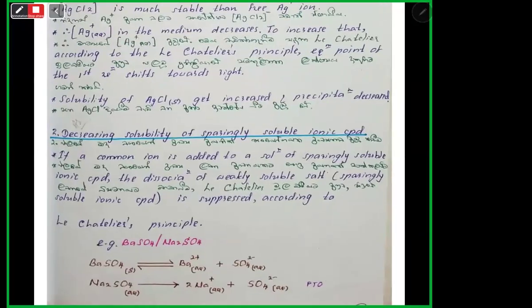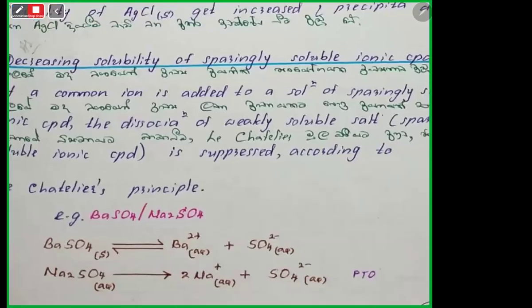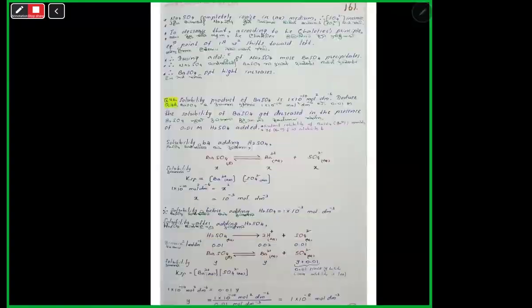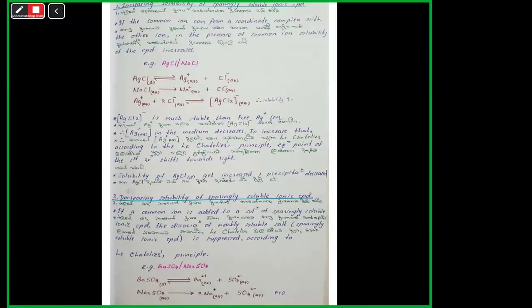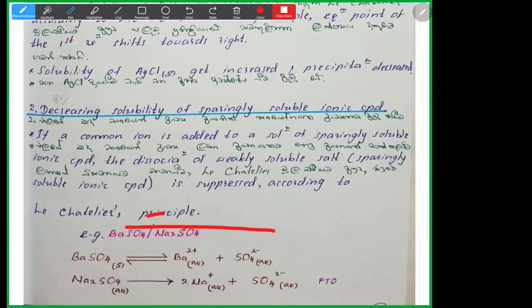In this condition, what is the common ion here? Minadi, what is the common ion? Sulfate is the common ion. So what happened here is it is making barium sulfate precipitation. When you are adding sulfate, in the first equation, to decrease sulfate you are going backward, making more and more barium sulfate precipitation. So it is decreasing the solubility.